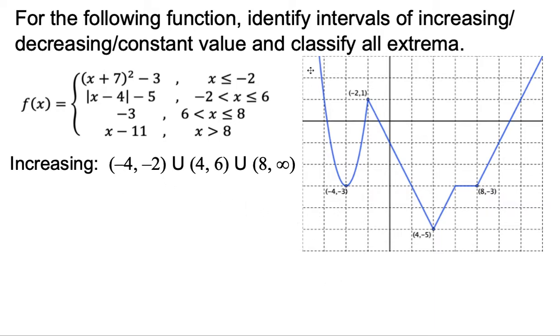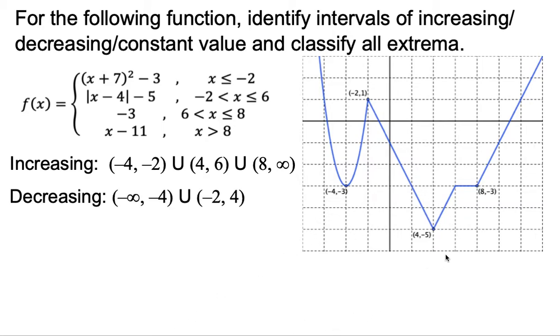Where it's decreasing, we would say from -infinity to -4. Again, because if we choose any 2 values of x in that interval, the larger value of x will yield a lower value. The same thing with the interval from -2 to 4. Choosing any 2 x values in that interval, the larger x value will always yield the lower y value.